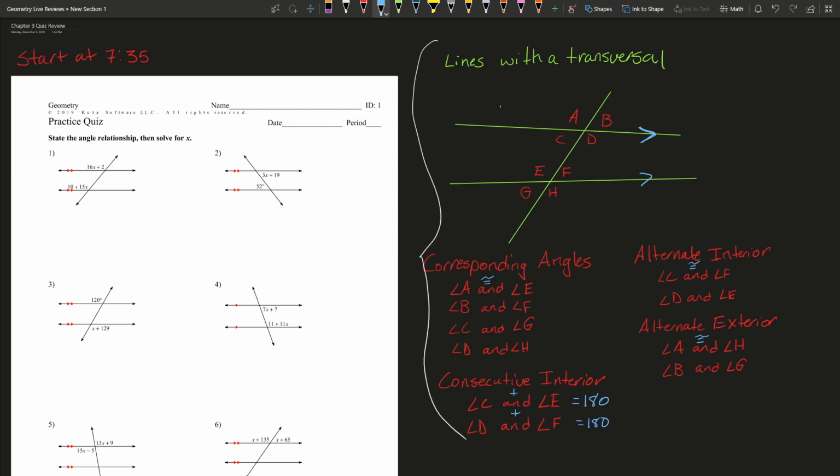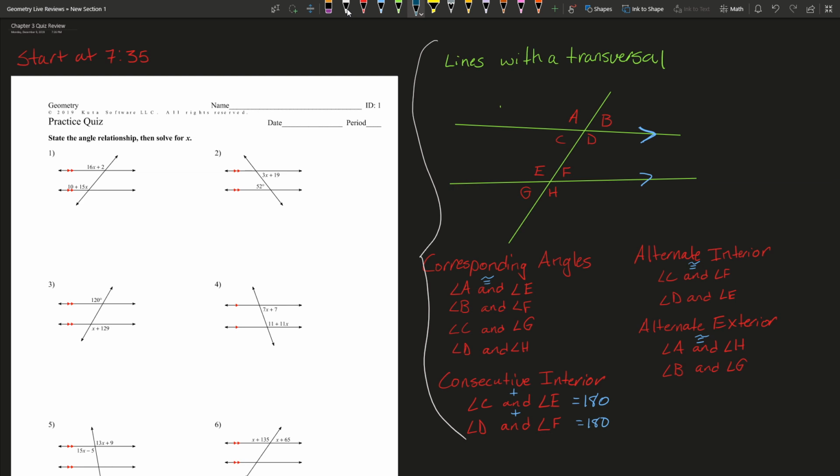The first thing I want you to do is just understand and be able to do this stuff. If we understand those rules and what all these angles mean and their relationship to others, then honestly you should be okay. Keep in mind the directions say to state the angle relationship and then solve for x. There are two parts to every question. First, state the angle relationship.